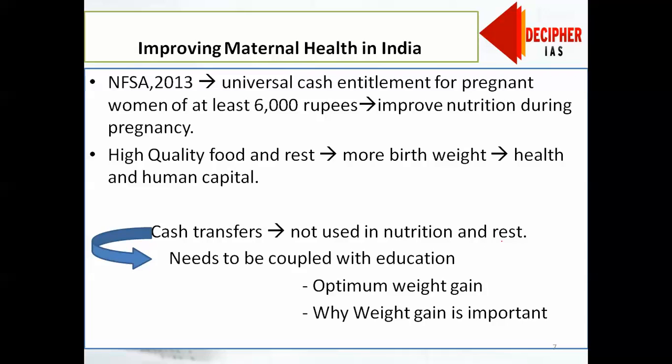Now, the government enacted the National Food Security Act in 2013, which has among its many provisions one that grants a cash entitlement to pregnant women of at least 6,000 rupees. And if this 6,000 rupees is utilized by the pregnant women to improve their nutrition, obviously, by consequence, during childbirth the child will have more weight, or women will gain more weight during pregnancy.